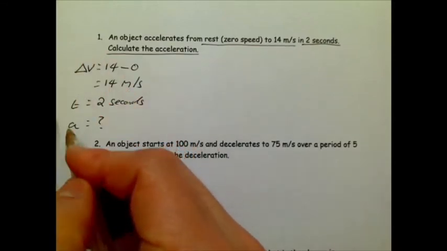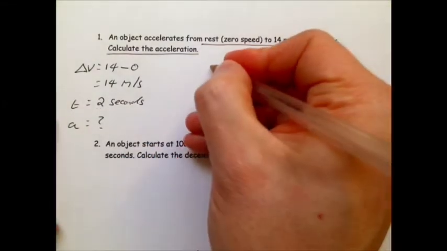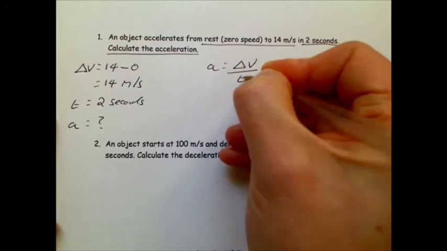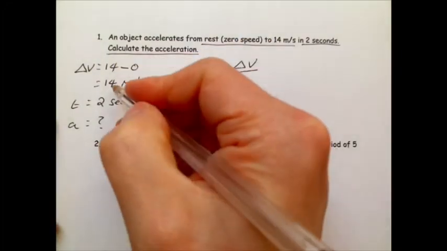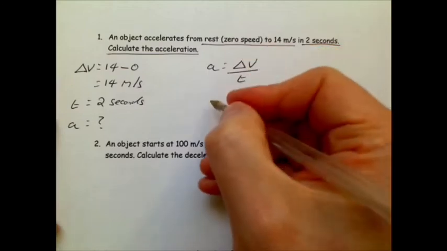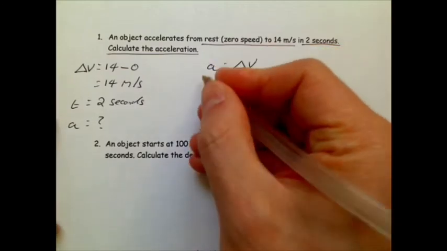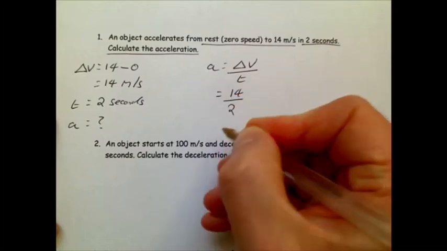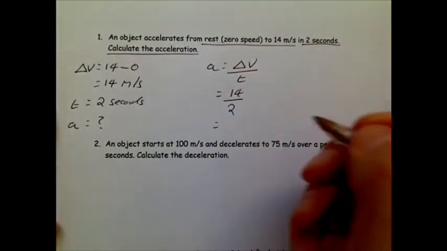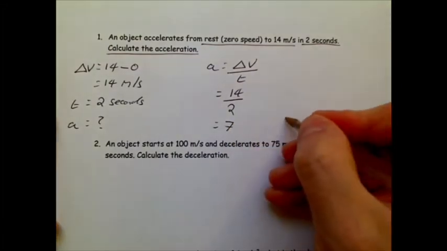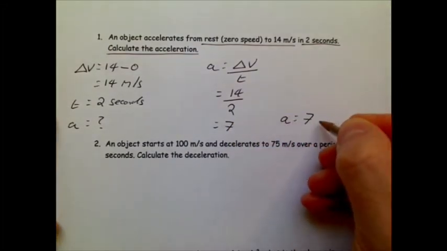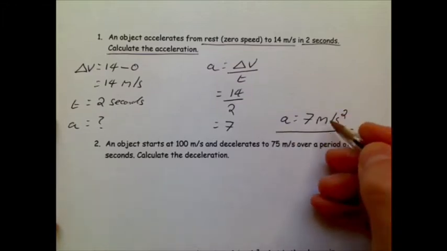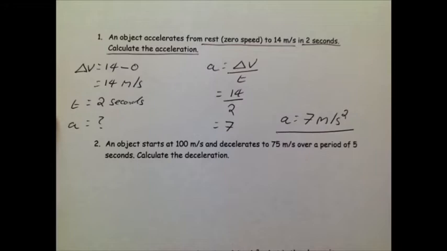What equation do I know that links all three of these? Well, I know that A equals delta V over T. So I'm going to substitute these values into this equation to give me A is 14 divided by 2, which equals 7. So A equals 7 meters per second squared. Always remember the units.